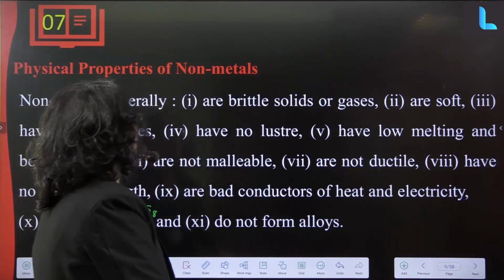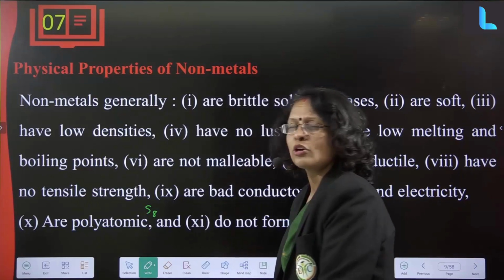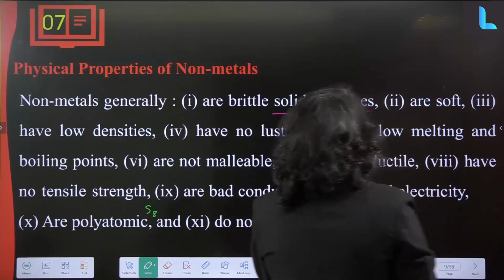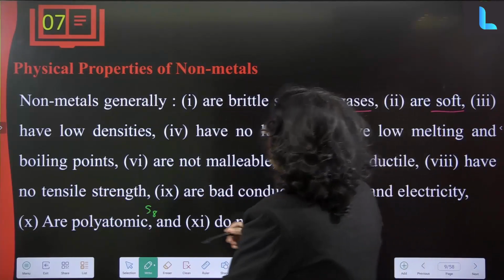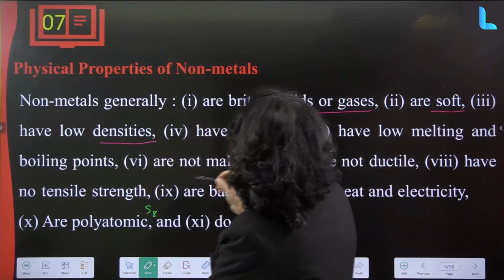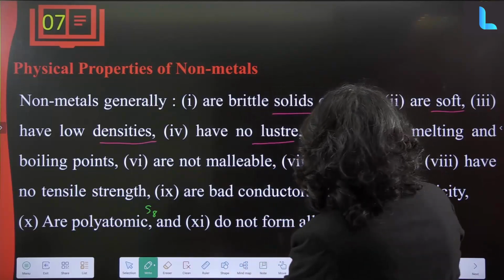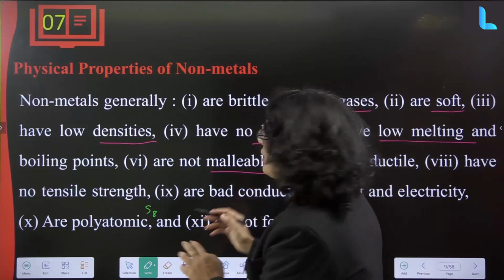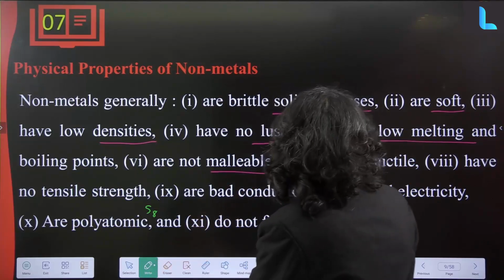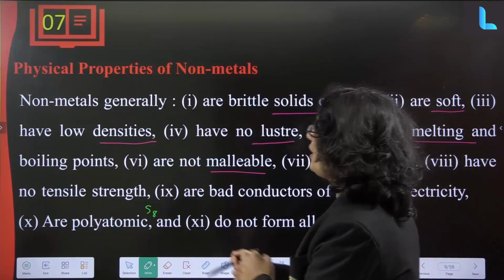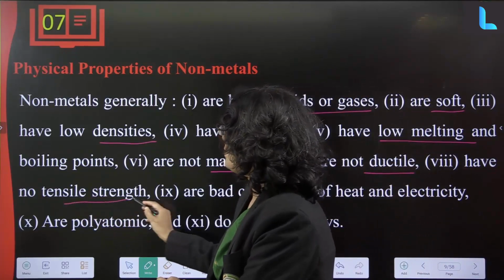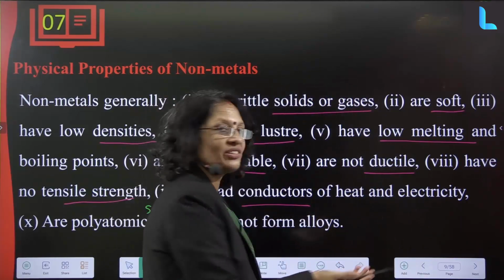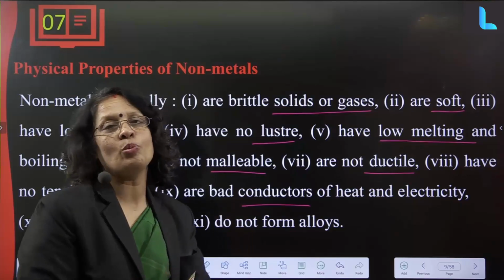Now non-metals. If we see their properties, carbon, sulfur and oxygen are non-metals. They are generally brittle solids or gases. They are soft by nature and they have low densities. Opposite to metals, they do not have any luster, they have very low melting points, and they are not malleable. They cannot be made into sheets or drawn into wires. They have no tensile strength, they are very weak, and they are bad conductors of heat and electricity, because there are no free mobile electrons.